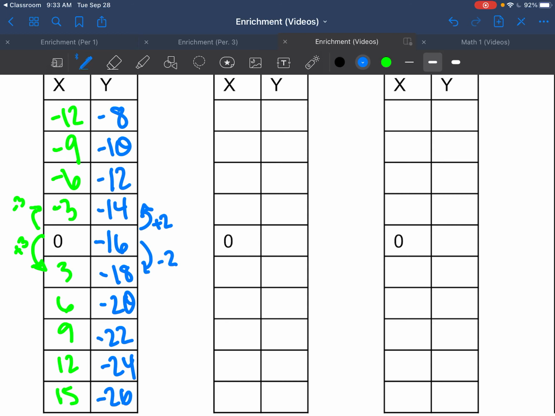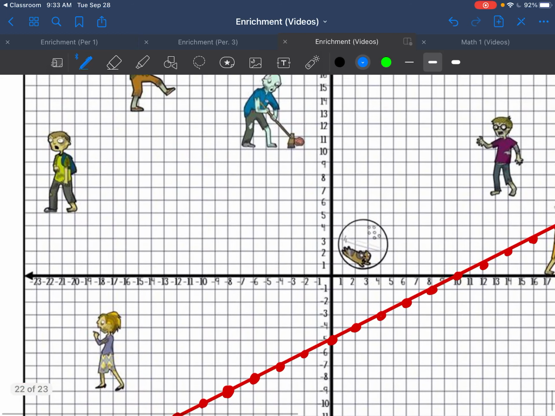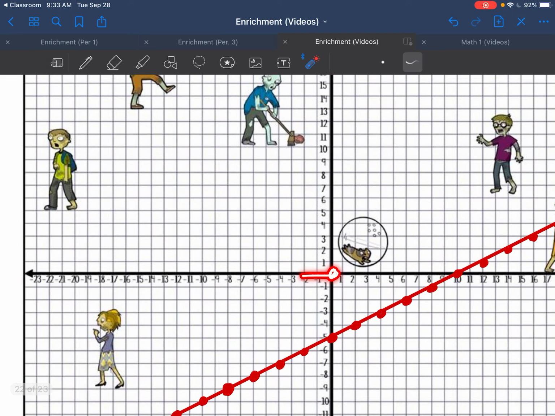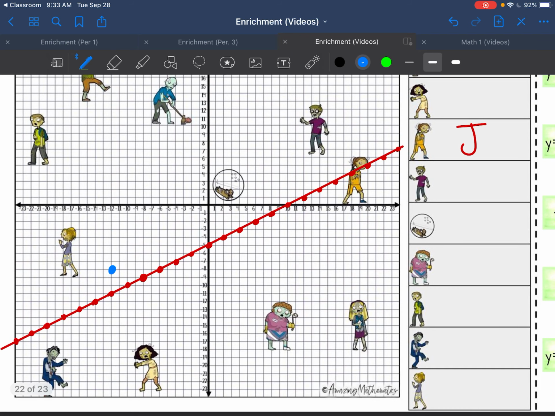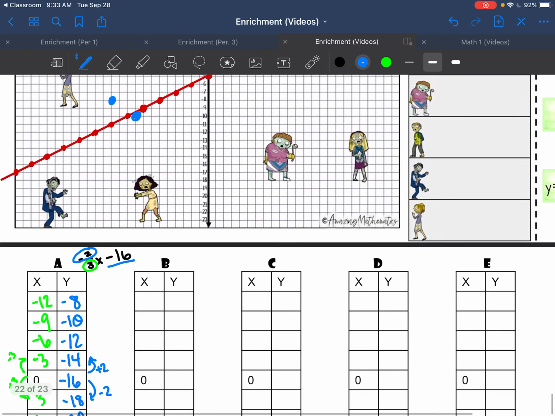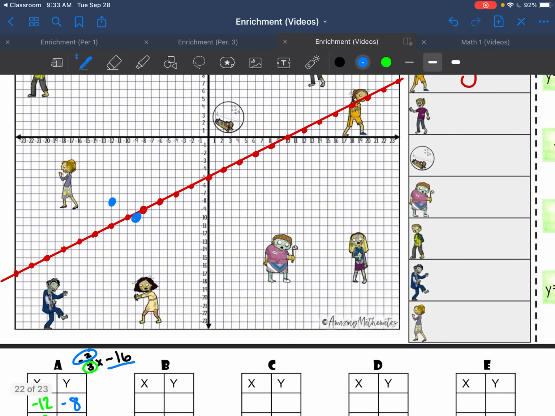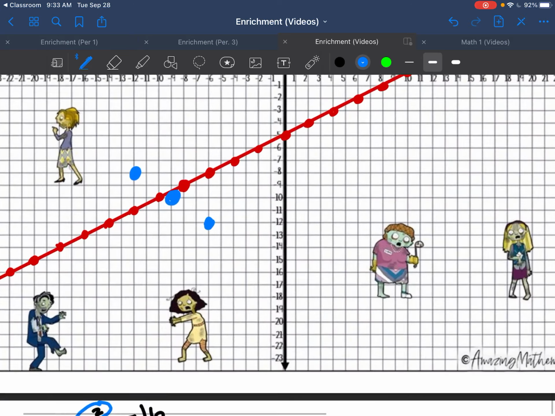So we have -12, -8. So let's find that. So here's my origin. -12, -8 is right here. So I'm going to plot my dot right there. Be careful. Precision is key. Then we had -9, -10. So -9, -10 is right here. The next one was -6, -12. Well, that's right here.